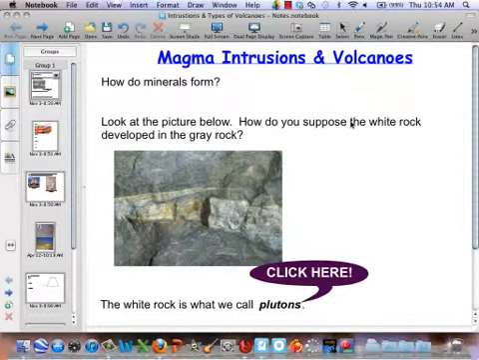Alright, so, guys, remind me again, how do minerals form? What is the process by which minerals form? We have a lot of terms to talk about here. Last term. I want you to look at this image.